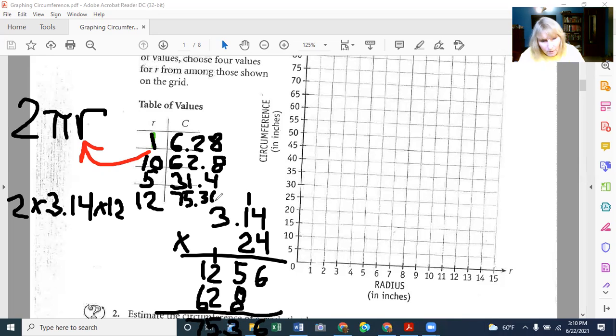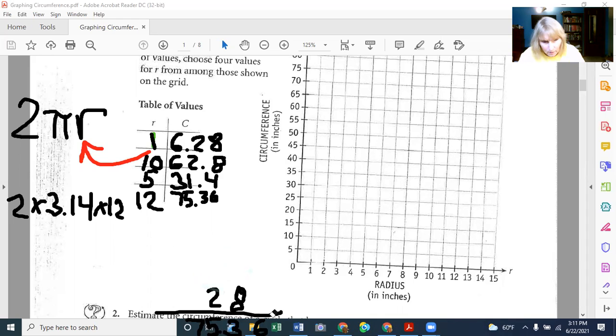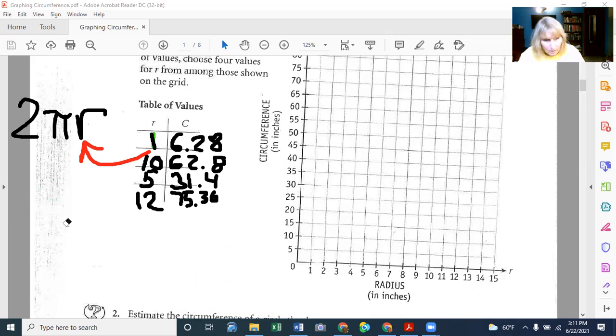75.36. And now when I graph these, obviously I'm not going to be exactly exact. So let's just erase all this and just leave our chart. So now we can plot our points. So R is the x-axis, so that's the same as if you were thinking of it in terms of x and y. This would be your x, and circumference would be your y. You could also think of R as your input and circumference as your output. Functions deal with inputs and outputs.